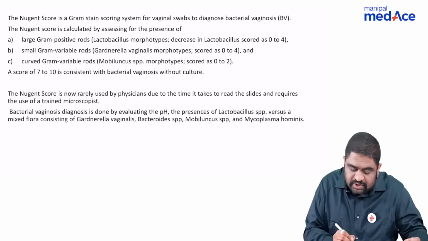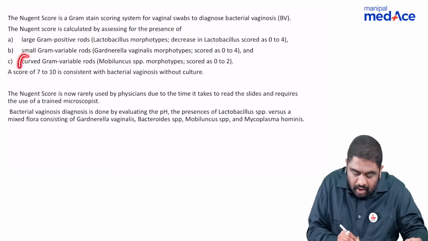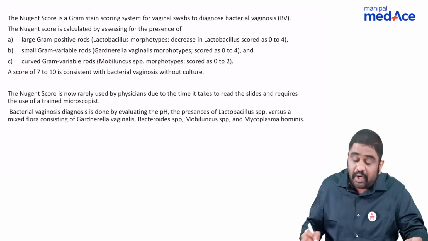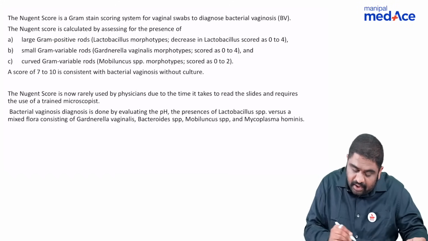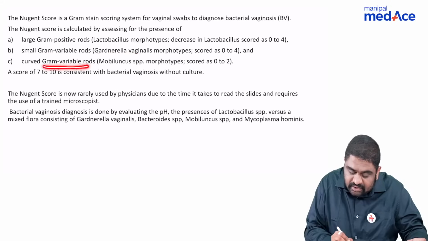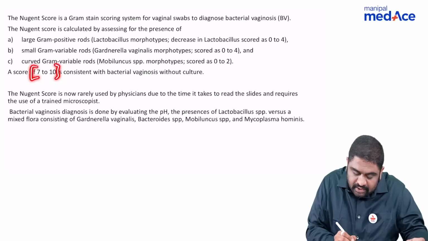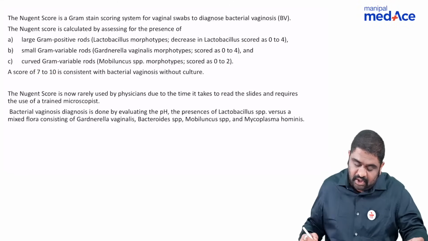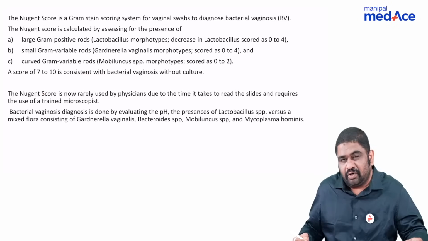The Nugent score is calculated by assessing for the presence of large gram-positive rods or small gram-variable rods or curved gram-variable rods. Who are the large gram-positive rods? Lactobacillus morphotypes. And if you look at small gram-variable rods, look for Gardnerella vaginalis. In case of curved gram-variable rods, look for Mobiluncus. Now, a score of 7 to 10 is consistent with bacterial vaginosis. The Nugent score is very rarely used by physicians because it takes a lot of time.